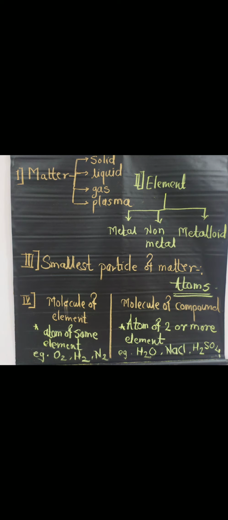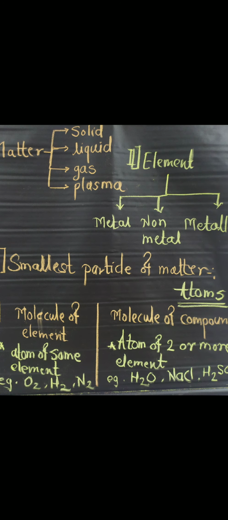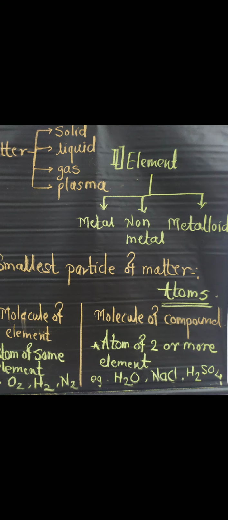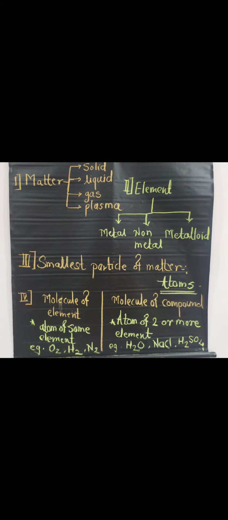In the second question, elements are classified into metals and non-metals, and the properties of metals and non-metals are shown by some elements that are called metalloids. In the third question, the smallest particle of matter that you know is the atom.